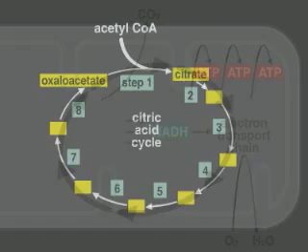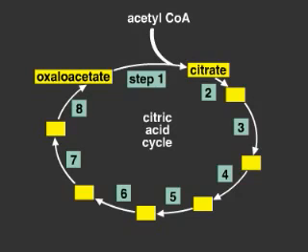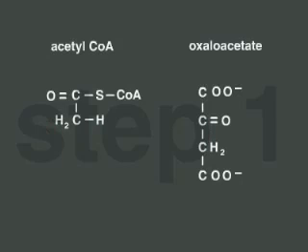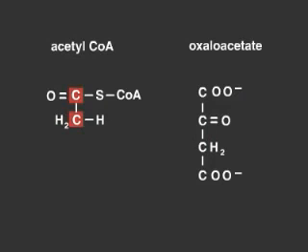The molecule that enters the citric acid cycle is the 2-carbon compound acetyl-CoA. Acetyl-CoA joins with the 4-carbon oxaloacetate to create the 6-carbon citrate. We'll track the carbons from acetyl-CoA with a red color. The 2 carbon atoms from oxaloacetate marked in blue will be released during this cycle to form carbon dioxide.